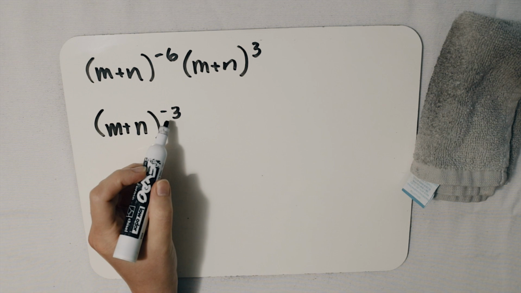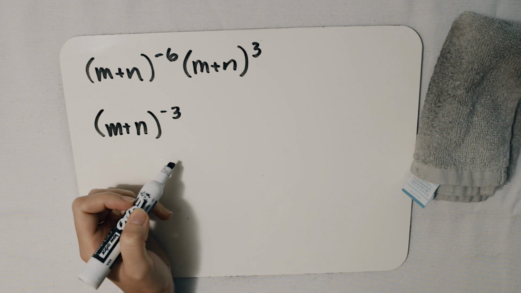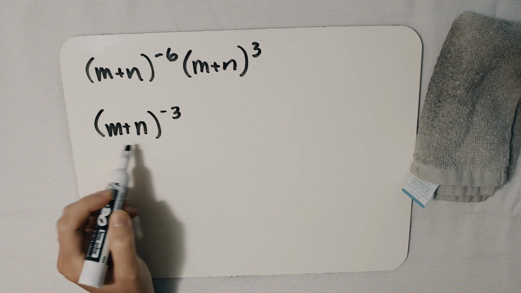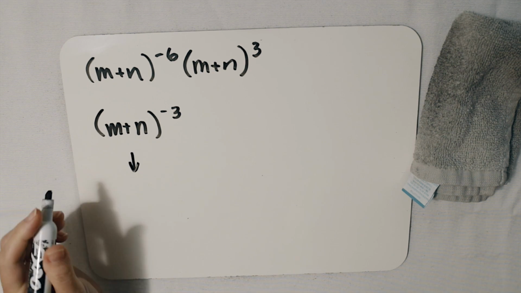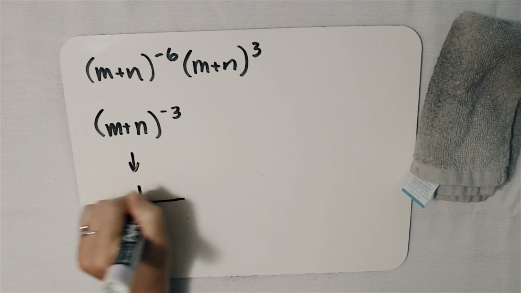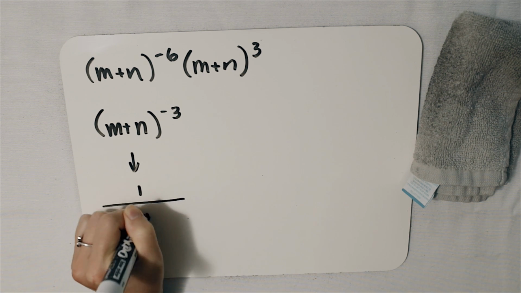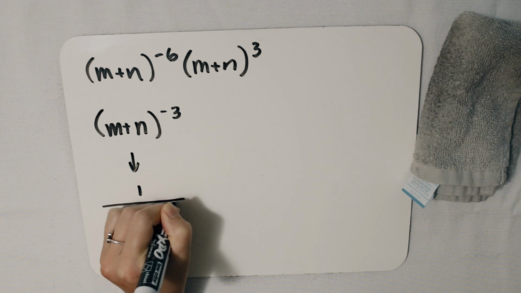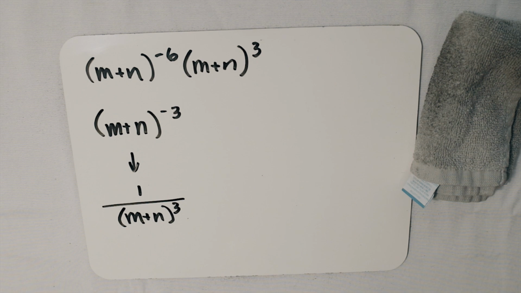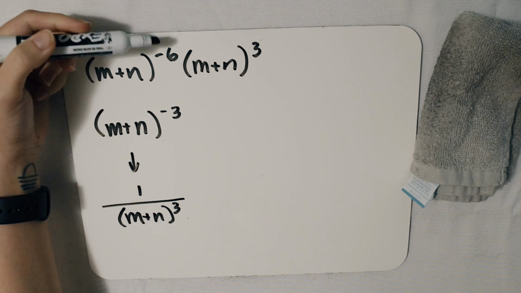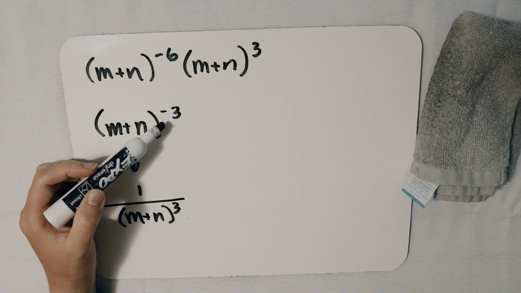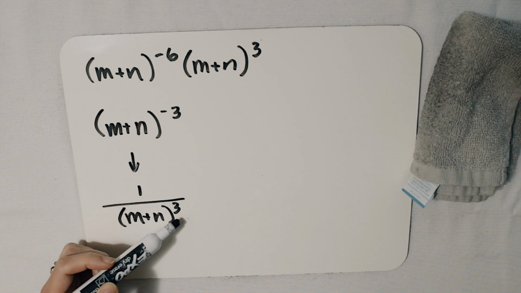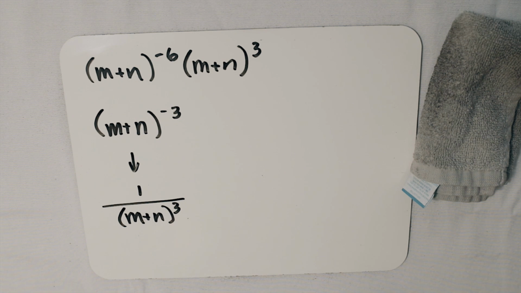So, back to our negative exponents to positive, all we need to do is take this term and write it in the denominator of our fraction. So this then becomes 1 over m plus n to the third. And that's all you have to do for this one. So all we did was combine the exponents, which left us with a negative, which we then needed to turn positive by placing it in the denominator of a fraction.